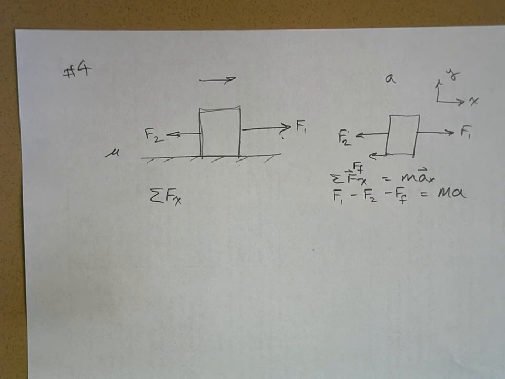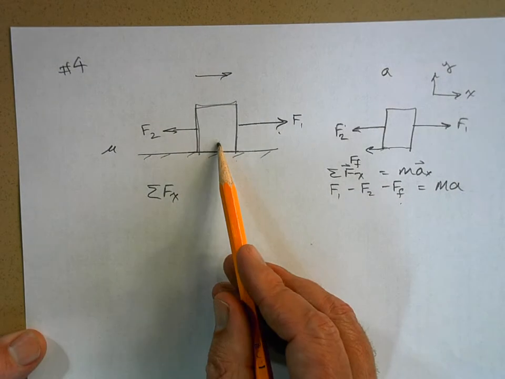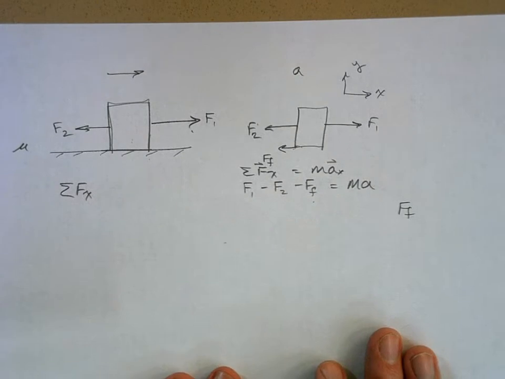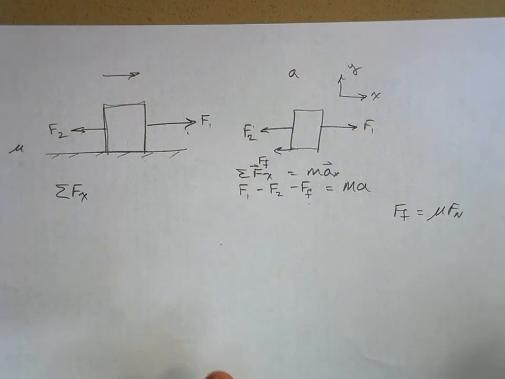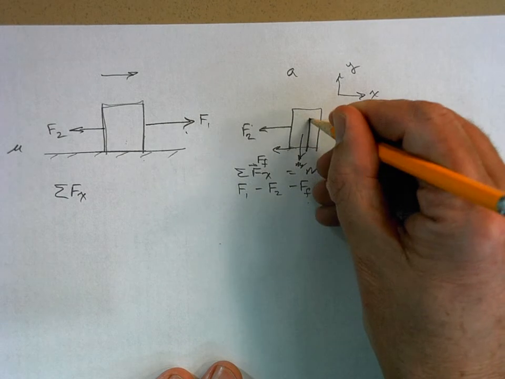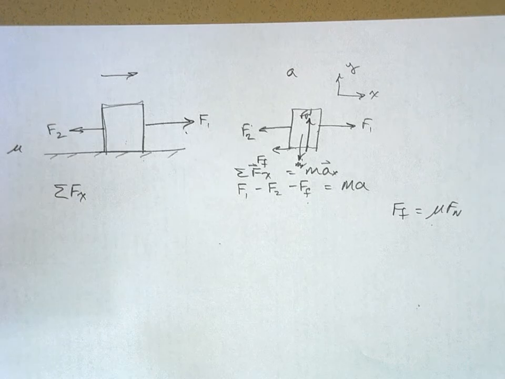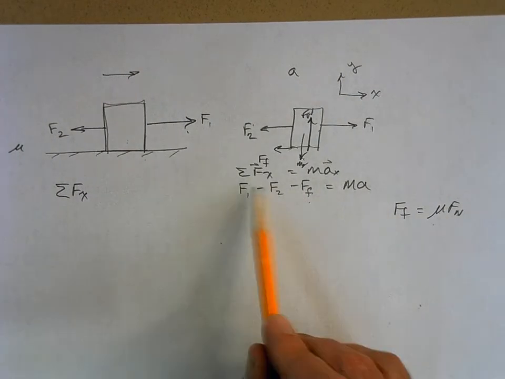And in order to get the force of friction, what do I need to know? I need to know what the normal force is, right? Because the force of friction equals mu times the normal force, and you go, well, what's the normal force? Here's mg, and here's the normal force. The normal force is just equal to the weight, and so mu mg equals the force of friction. Plug that in there and solve for your unknown.